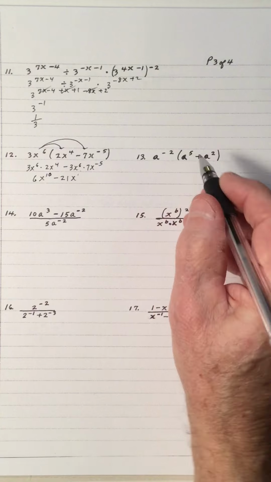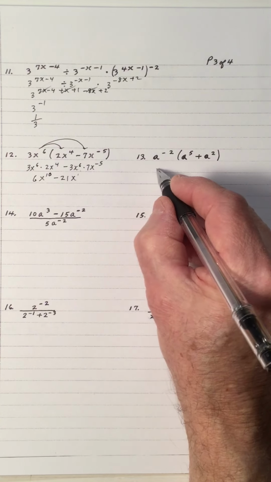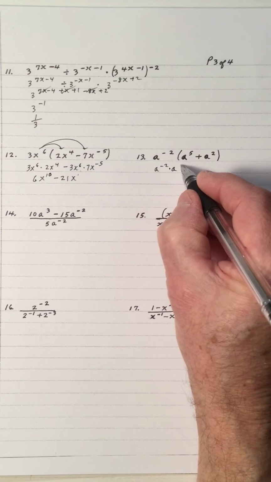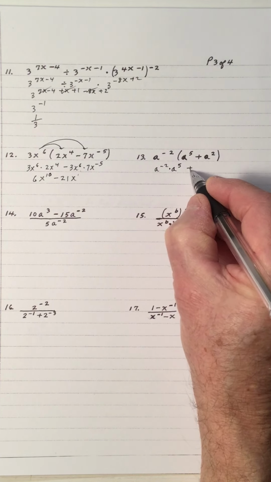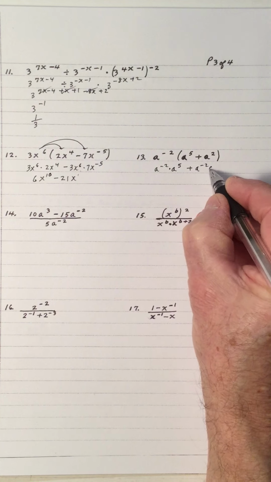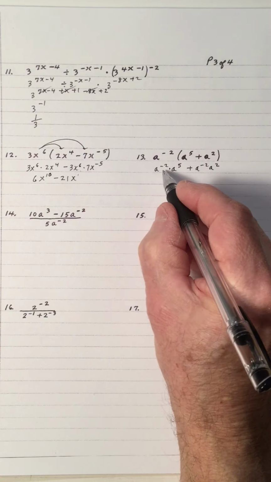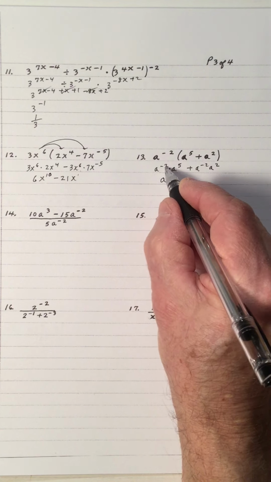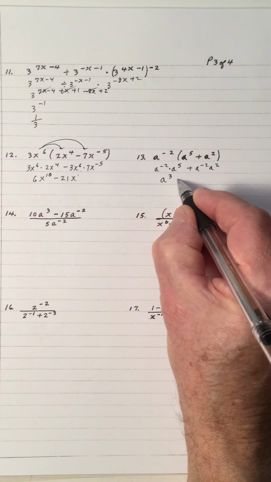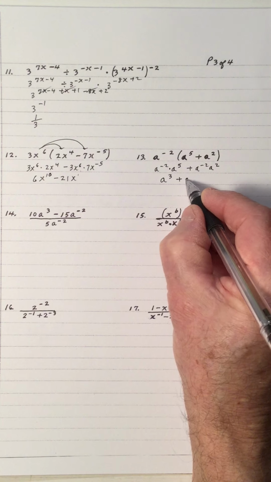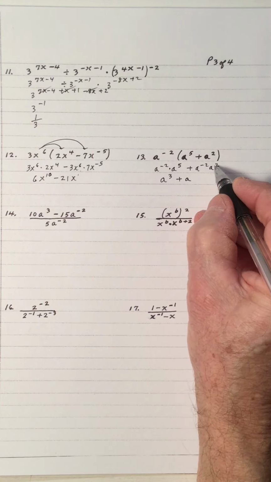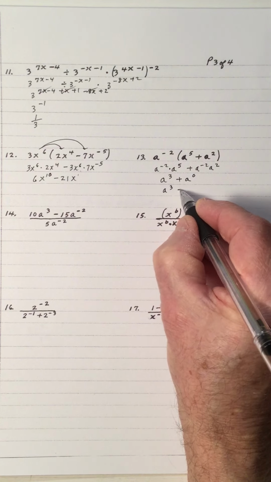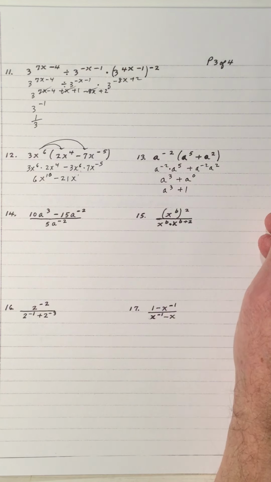And the same here. I'm going to multiply this. So that's a to the negative 2 times a to the 5, plus a to the negative 2 times a squared. When I'm multiplying with the same base, which is a, I'll add. Negative 2 plus 5 is 3. Same base a. Negative 2 plus 2 is 0. So that's a cubed. A to the 0 is 1.